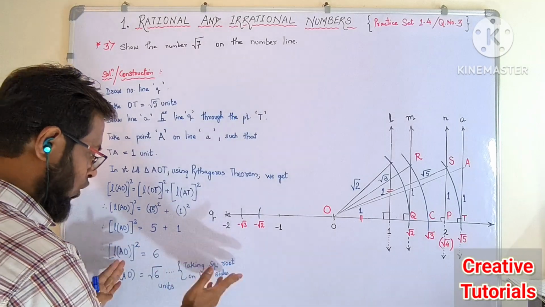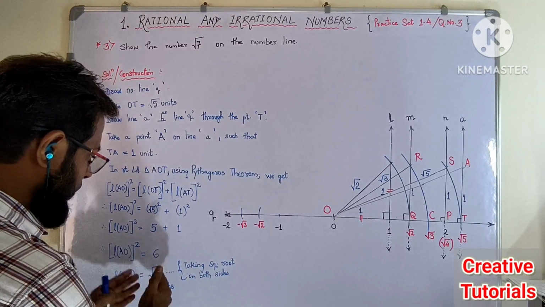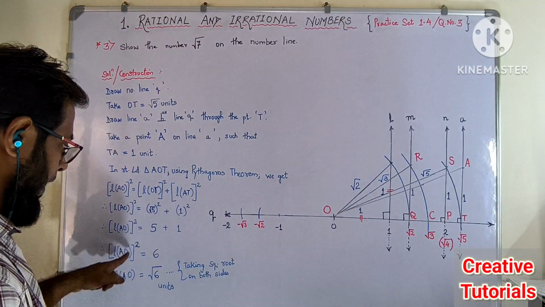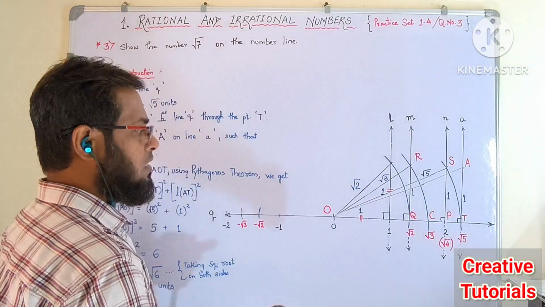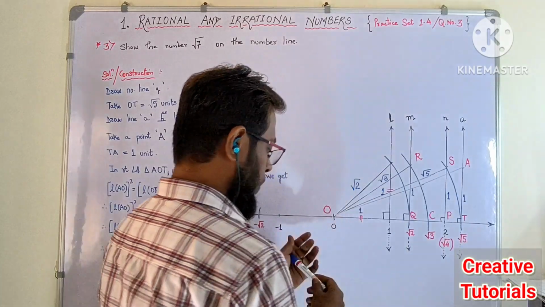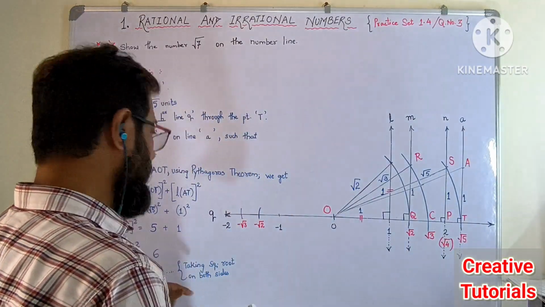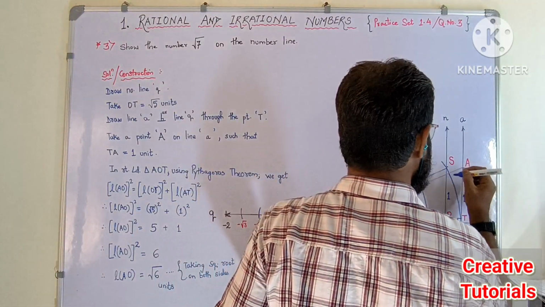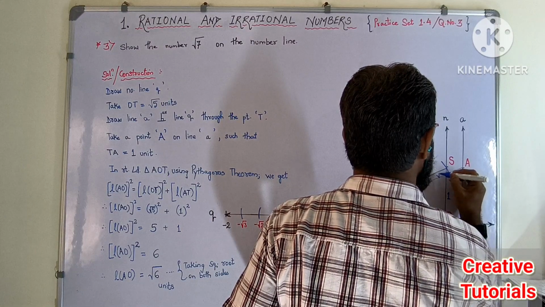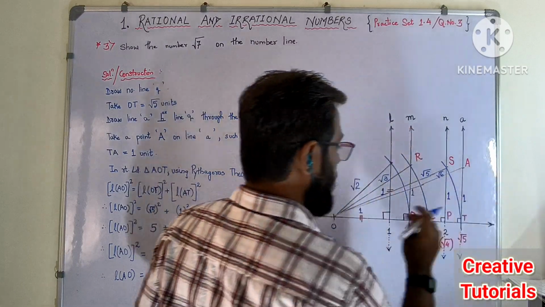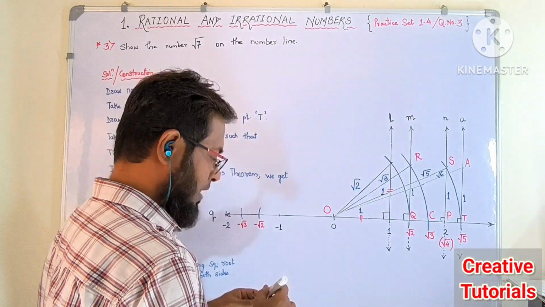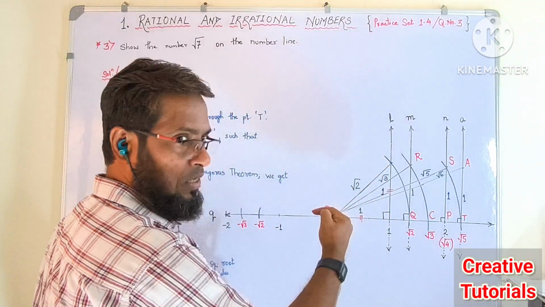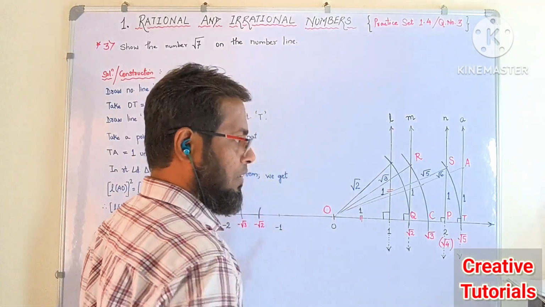Now you will take square root on both sides, so your AO becomes root 6. That square root and this square will go off and you will be left with root 6 units. That means this distance OA we are getting is root 6, and this we saw with the help of Pythagoras theorem. So this distance OA is root 6. Now the question is to show that root 6 on my number line.